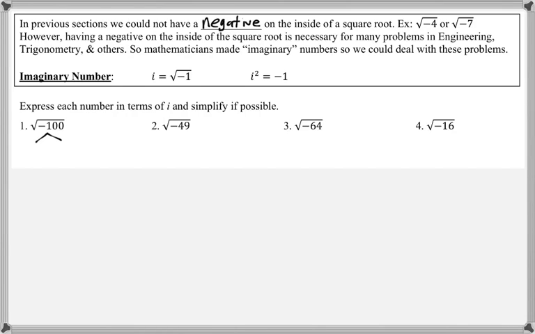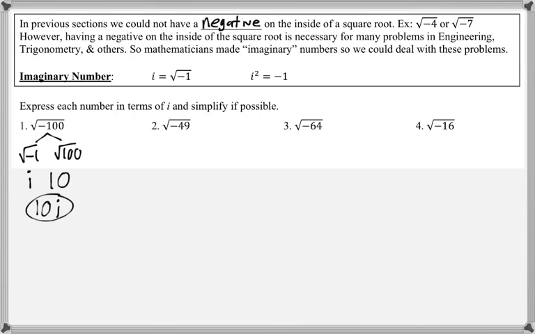So we could break down the square root of -100 into the square root of -1 times the square root of 100, which would be, well, the square root of -1, I'm going to call that i, and the square root of 100 would be 10. So this would be 10i.